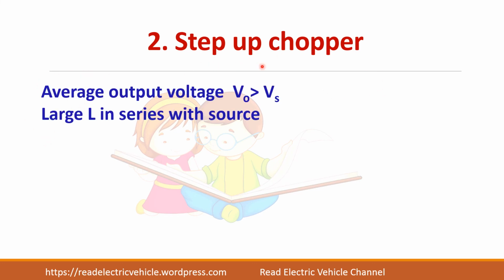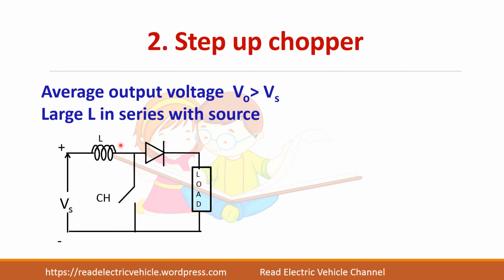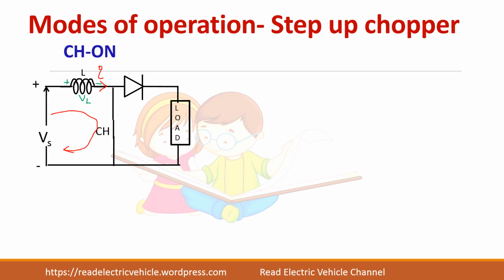What do you mean by step up? If your average output voltage is greater than the supply voltage, we call it a step up chopper. For that you need a large inductance in series with a source. So to achieve step up operation you need a large inductance in series with the source. Here the switch will be connected on this side and the diode here. Let us see the modes of operation.